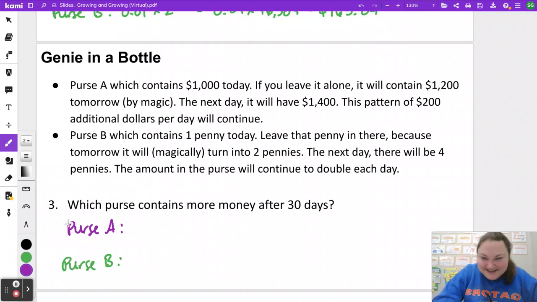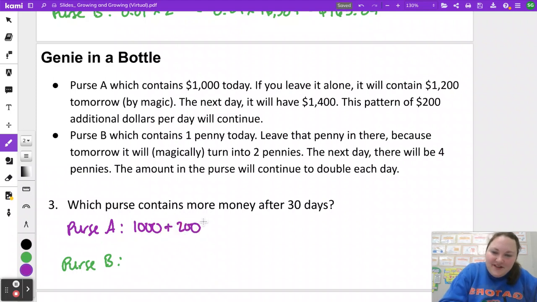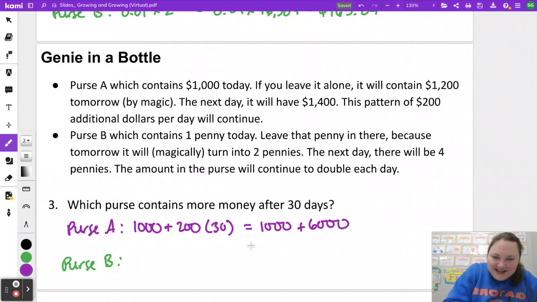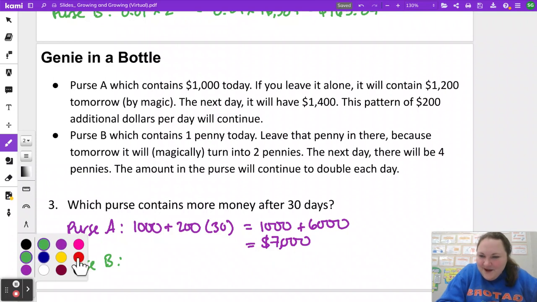All right, I got my answers. For purse A, just like for all of these, it is starting at $1,000. And we are going to be adding $200 30 times. That means that $1,000 that we start with, we are going to be adding $6,000 to it over 30 days. And so purse A is going to end up with a grand total of $7,000.